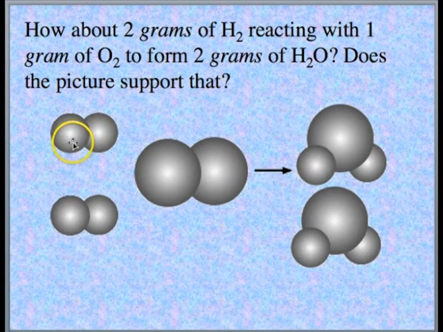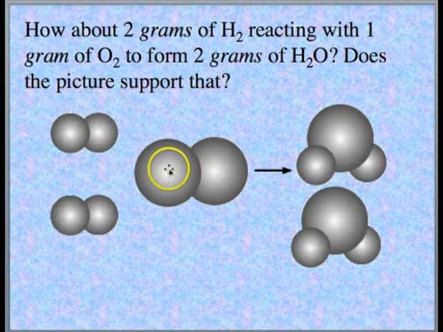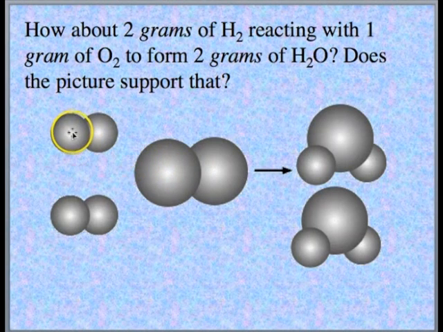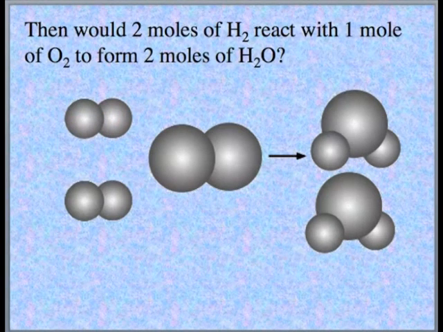The hydrogen molecule has a mass of 2. The oxygen molecule has a mass of 32. So that's 4 grams of hydrogen reacting with 32 grams of oxygen. A 4 to 32, or a 1 to 8 mass relationship. It's not a 2-to-1 hydrogen to oxygen particle relationship.